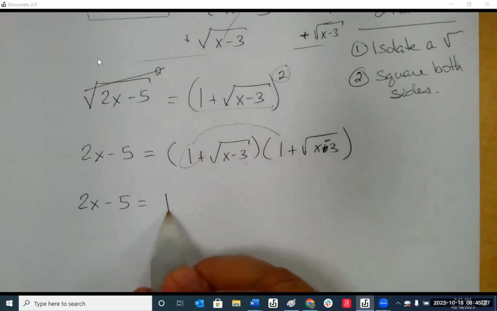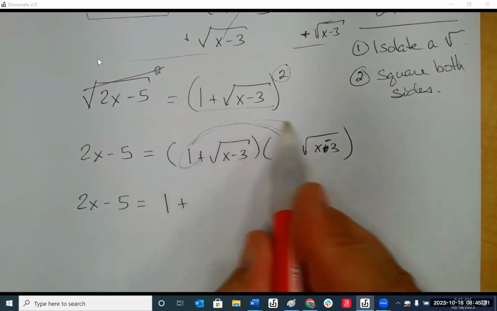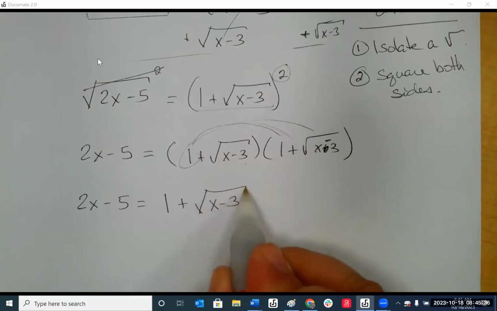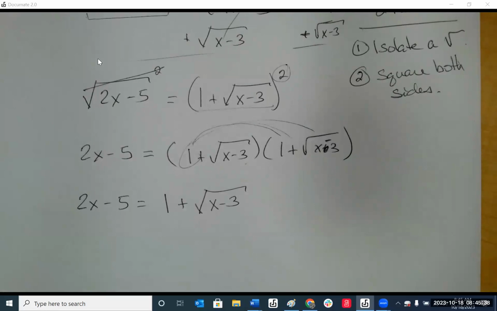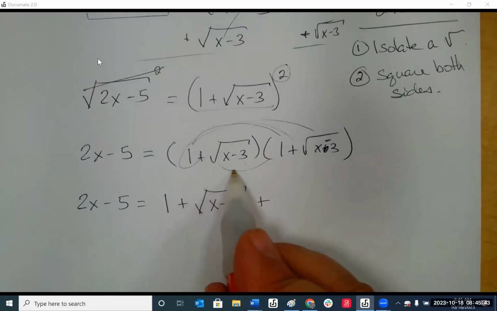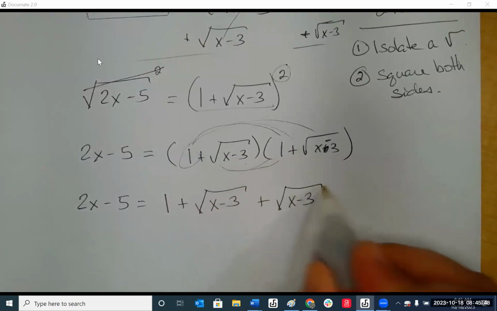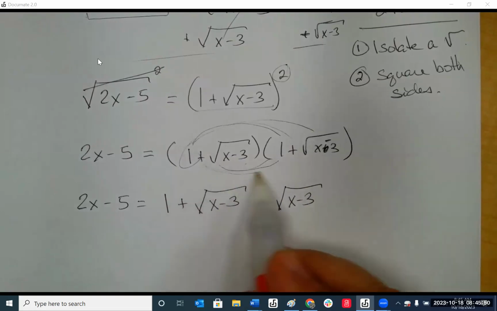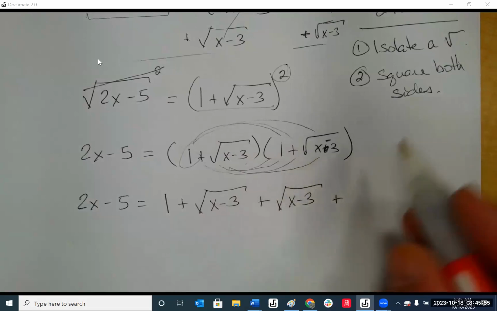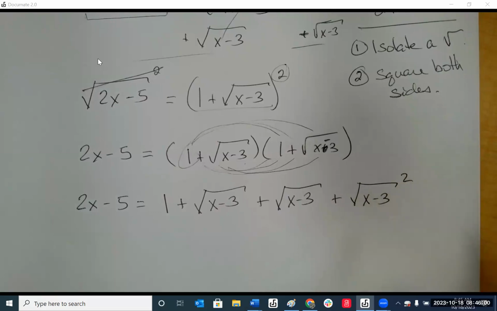1 times 1 is 1. Positive times positive is positive. 1 times radical x minus 3 is radical x minus 3. Positive times positive is positive. Radical x minus 3 times 1 is radical x minus 3. Positive times positive is positive. Radical x minus 3 times radical x minus 3 is radical x minus 3 squared.